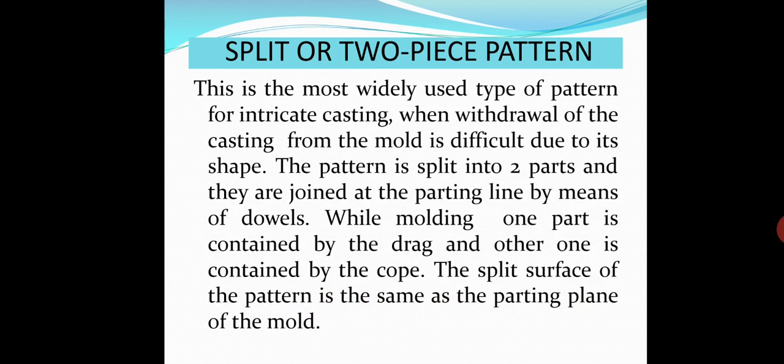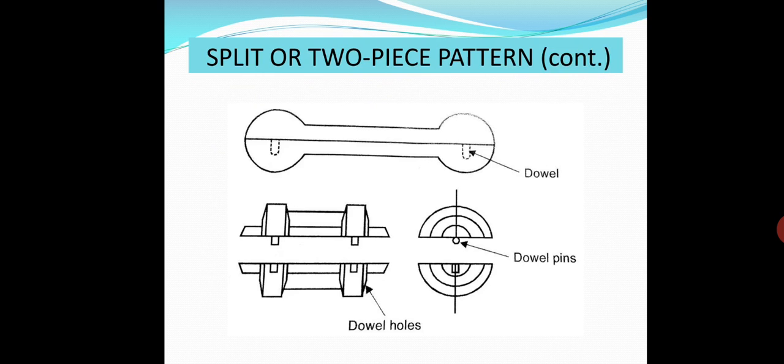While molding, one part is contained by the drag and the other one is contained by the cope. The split surface of the pattern is the same as the parting plane of the mold. So this is the example of a split or two-piece pattern. It is divided into two pieces and with the help of dowel pins, the two pieces are joined.